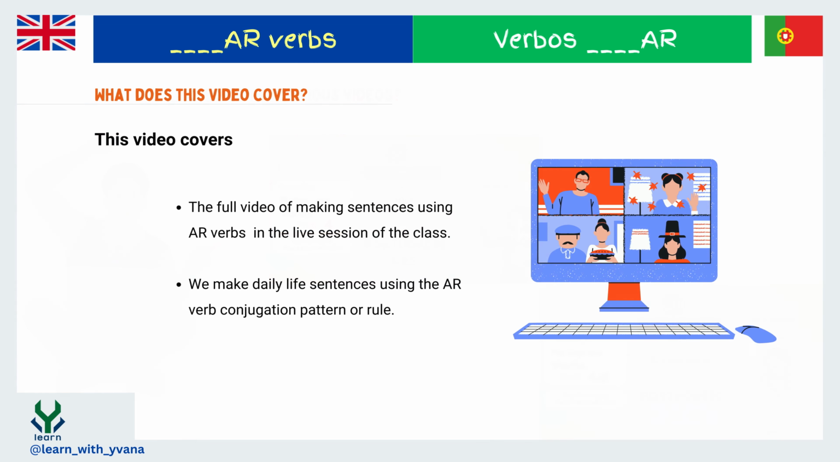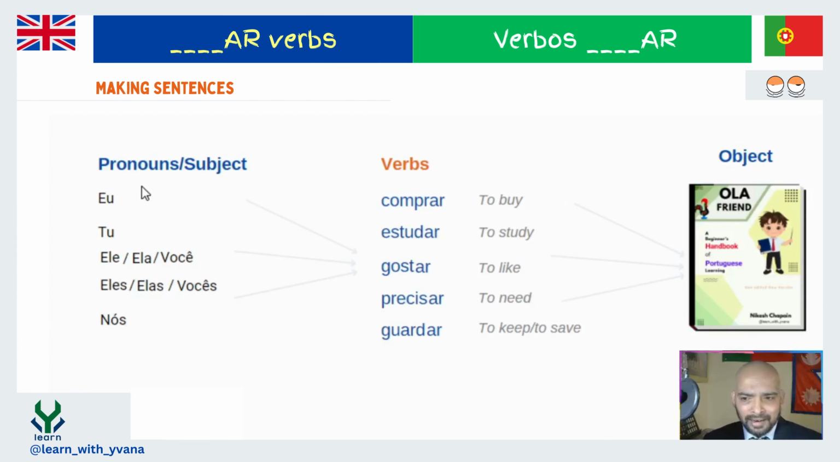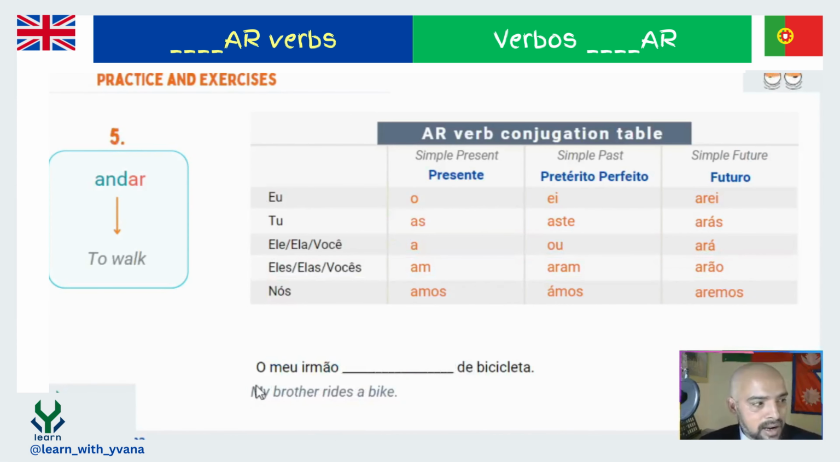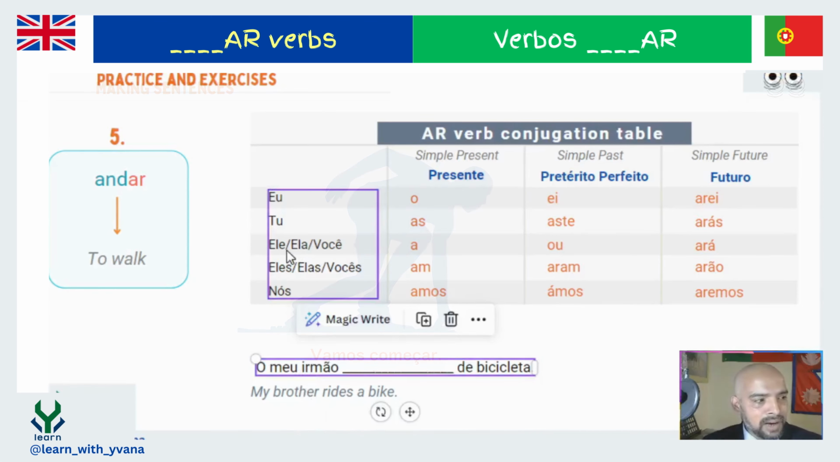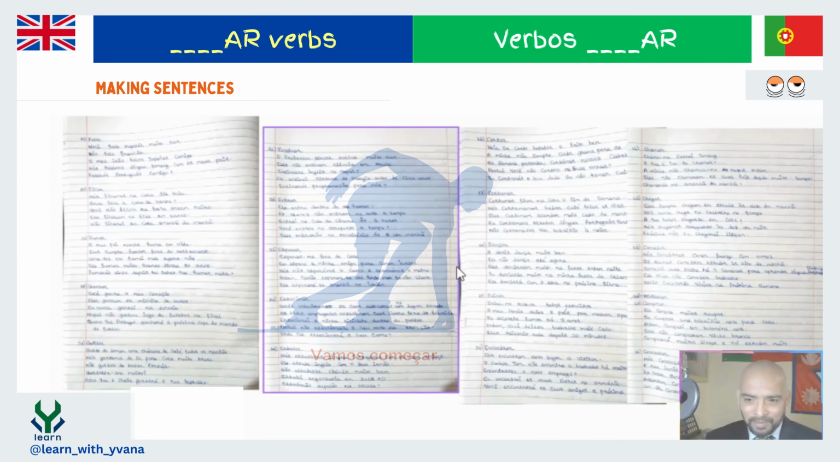In this video, we will practice making sentences using the AR verb conjugation table. This video is the recorded live video of the live class. This video gives you the feeling of being in a live class and makes you involved in the class. We will easily practice making daily life sentences using the AR verb conjugation pattern or conjugation table. Let's start. Vamos começar.